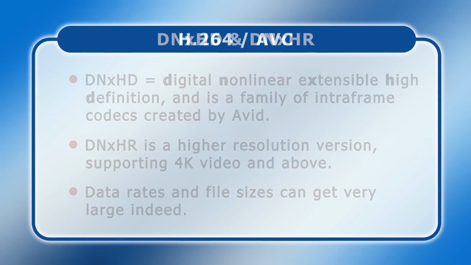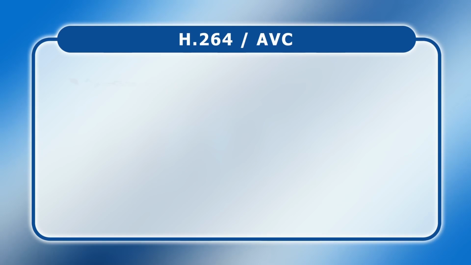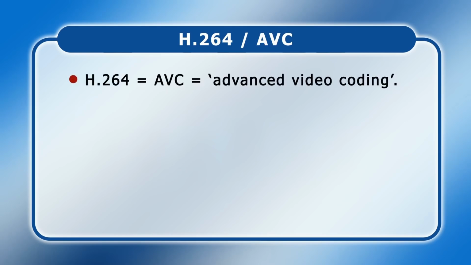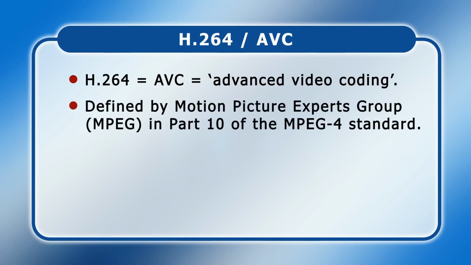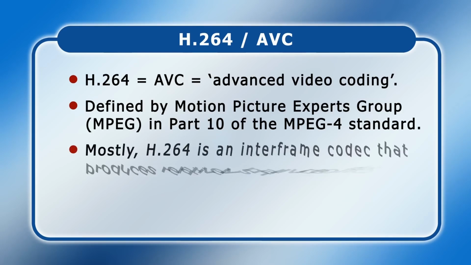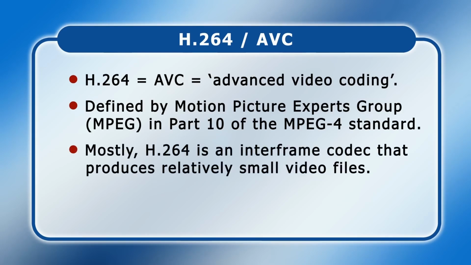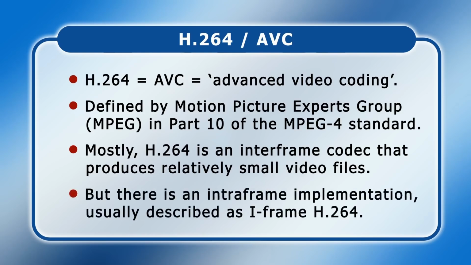One of the most popular codecs in use today is H.264, also known as AVC or Advanced Video Coding. H.264 was defined by the Motion Picture Experts Group, or MPEG, in Part 10 of their standard MPEG-4. Most of the time, H.264 is an interframe codec that produces relatively small video files by storing keyframes and the incremental differences between them. However, the specification allows H.264 to be used as an intraframe codec, and some professional video formats take advantage of this, usually describing their codec as iframe H.264.